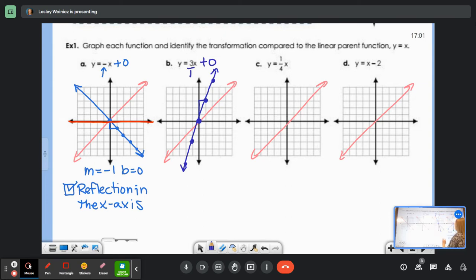So this does not have a reflection over x. No reflection over x. But we do have a vertical stretch.